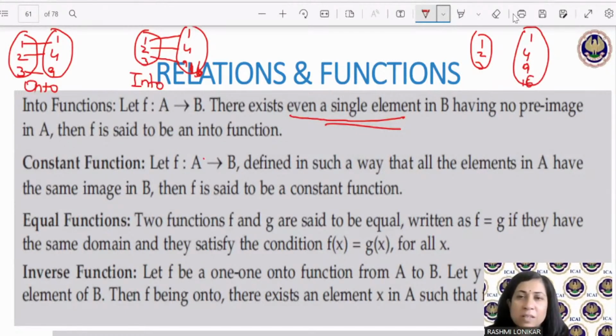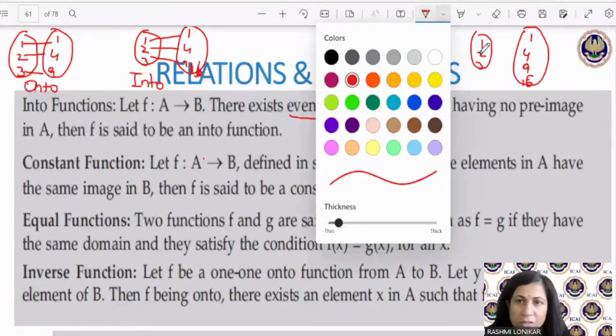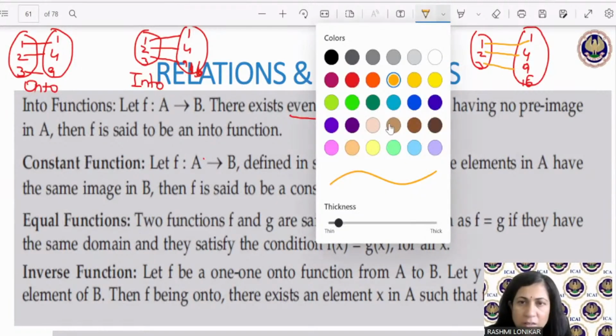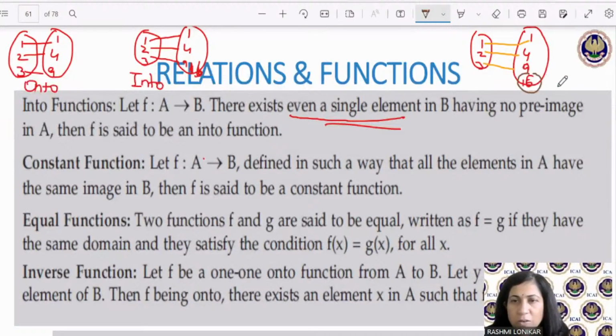So I can see here that my relation is there. 1 square is 1, 2 square is 4, 3 square is 9, but this 16 is there which has no pre-image. So this is an into function.